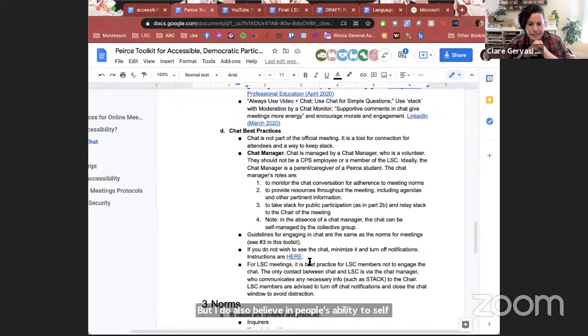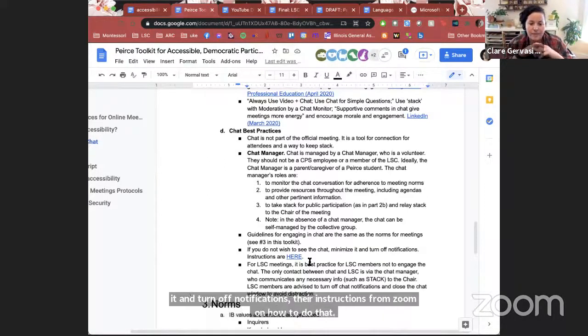Guidelines for engaging in the chat are the same as the norms for meetings. So adhere to the norms, or you may not participate in the chat. And if you don't wish to see the chat, you can minimize it and turn off notifications. There are instructions from Zoom on how to do that.